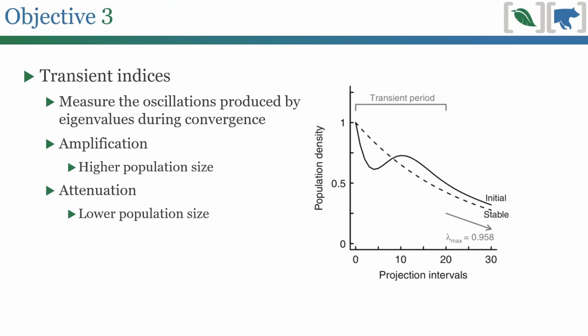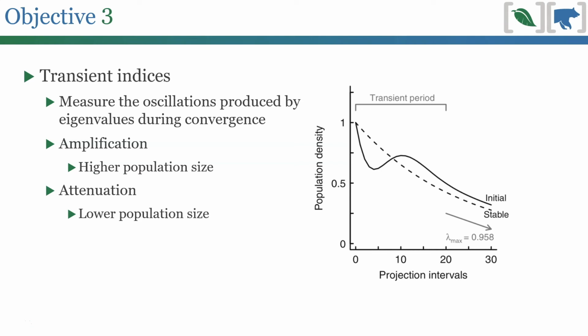In the final part of Objective 3, we'll examine transient indices, maximum amplification, and attenuation. Comparable points at which to measure transient dynamics don't have to be at the same time of the projection. Maximum amplification and maximum attenuation describe the largest and smallest population sizes relative to long-term growth lambda. They can occur at any point along the projection. Some populations only have a maximum amplification because they never attenuate. Some only have a maximum attenuation because they never amplify, and some have both.